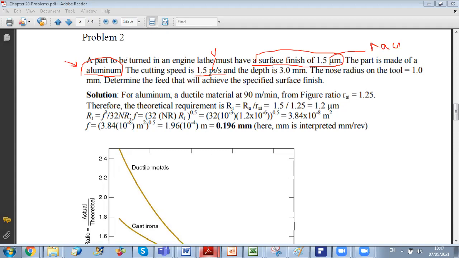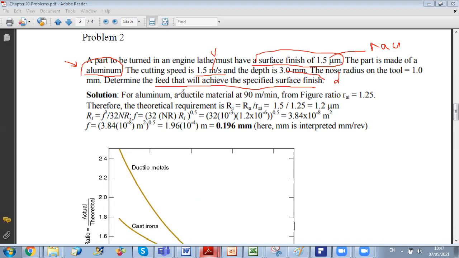So we have that the cutting speed is 1.5. The depth is also given: D equal to 3 millimeters. We want to find the feed. The nose radius is given to be 1 millimeter. Determine the feed required to achieve the specified surface finish. First, let us write the equation that will involve these parameters.